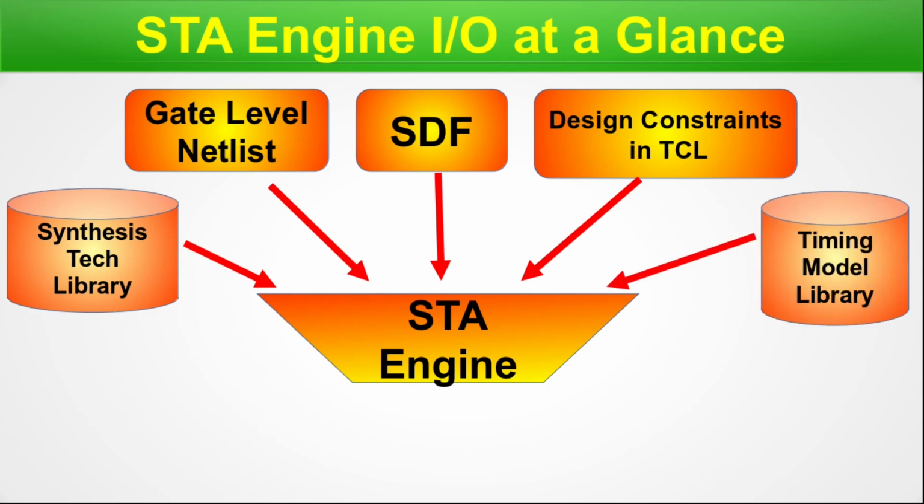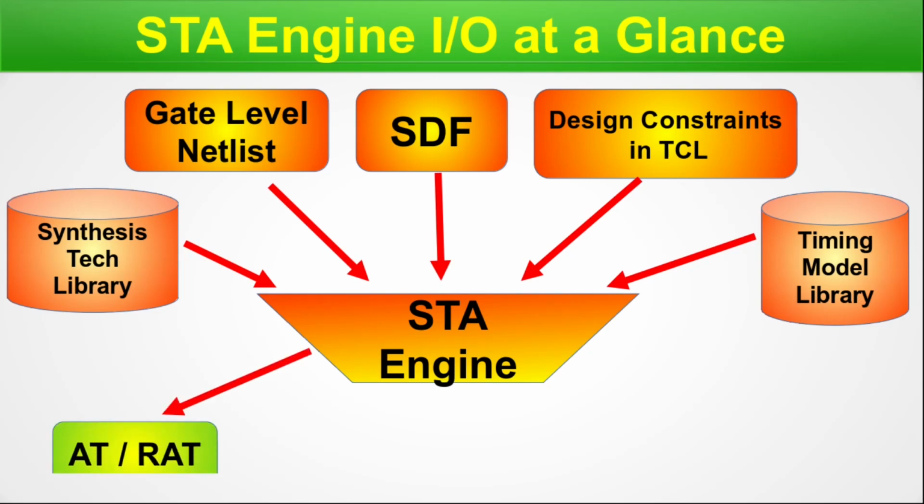Next, we have all the pre-characterized data for all the logic gates in the standard cell library. This is the timing model library, also called the .lib or the Liberty file. In this, all the pre-characterized data for the entire set of standard cells are there.